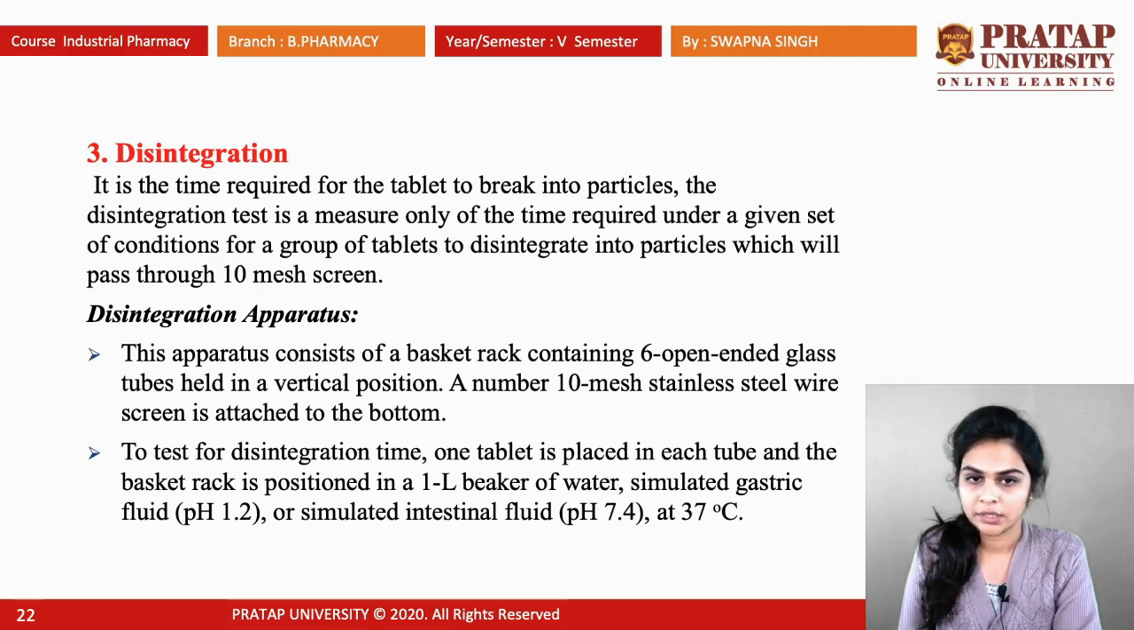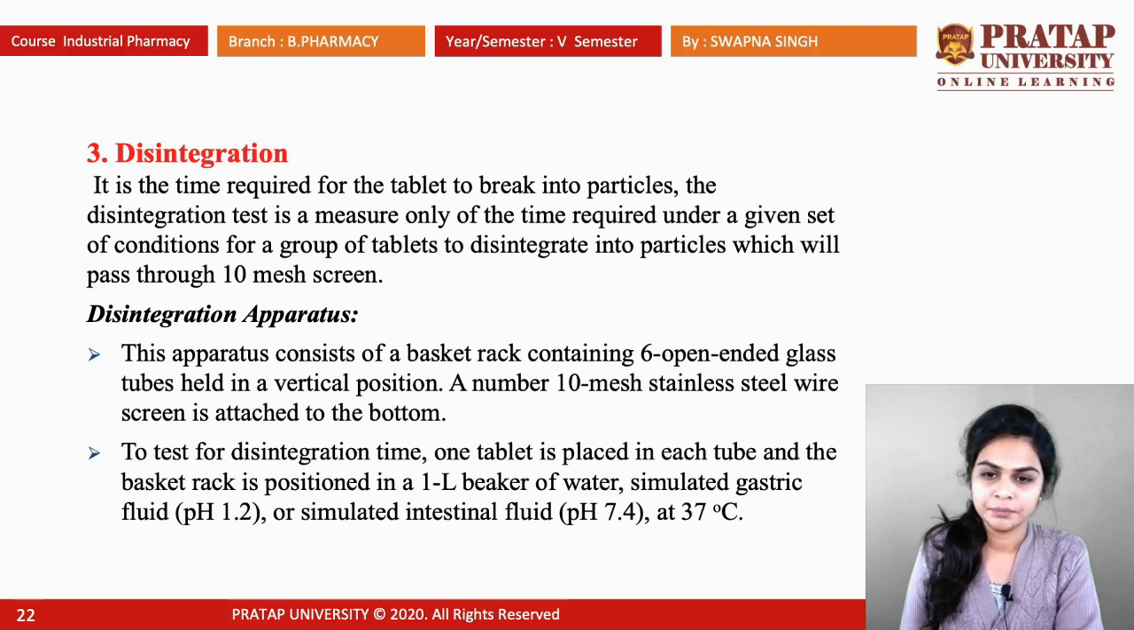Various disintegration apparatus are available. The first one consists of a basket rack containing 6 open-ended glass tubes held in a vertical position, with a 10 mesh stainless steel wire screen attached to the bottom. For disintegration testing, one tablet is placed in each tube and the basket rack is positioned in a 1 liter beaker of water, simulated gastric fluid with pH 1.2, or simulated intestinal fluid with pH 7.4, at 37 degrees Celsius.